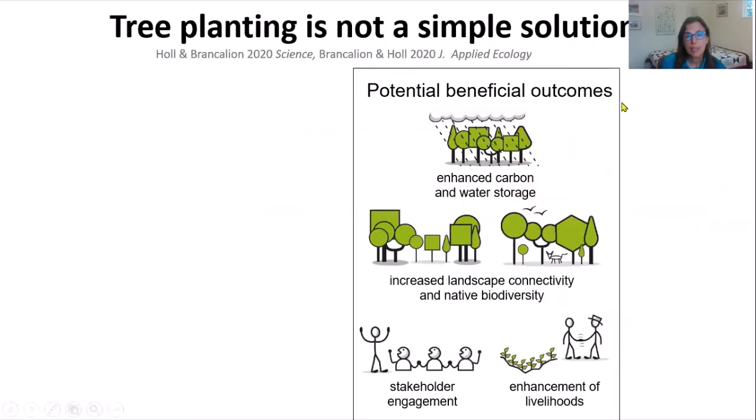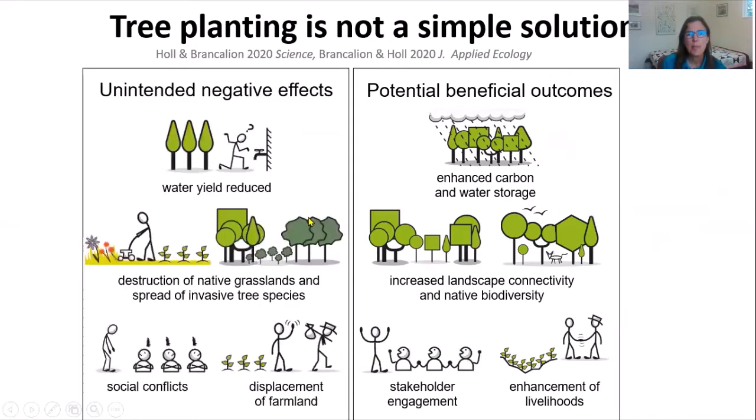Tree planting can have a lot of potential beneficial outcomes, such as enhancing carbon and water storage, increasing biodiversity, and enhancing the livelihoods of stakeholders if they are engaged throughout the process. But it can also have a number of unintended negative effects, just a few of which are reducing water yield if trees are planted extensively in arid systems, destroying native ecosystems if trees are planted into historic grasslands, and potentially social conflicts if projects are top-down, and potentially displacing current land uses, agricultural uses, into existing forests, which actually results in more forest loss.